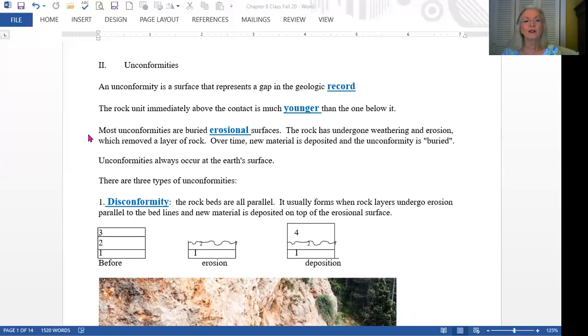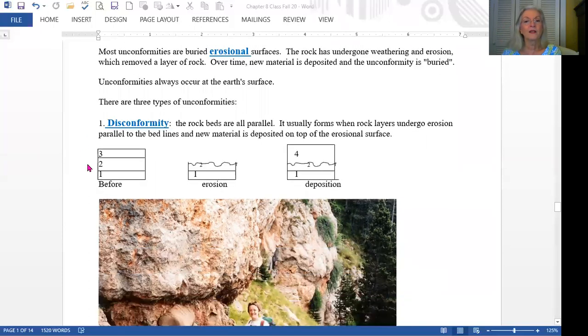Well, most unconformities are buried erosional surfaces. So maybe a glacier came in and dragged away that layer of rock. Maybe I came in with my bulldozer and dragged away that rock. A lot of things could have happened. Maybe there was a lot of flooding going on and things were carted away because of that. So this erosional surface, the erosion takes place at the surface, but then it gets covered up. And that place where the change takes place is called the unconformity.